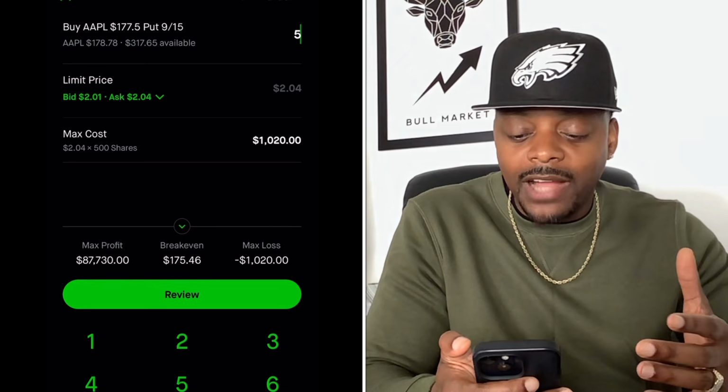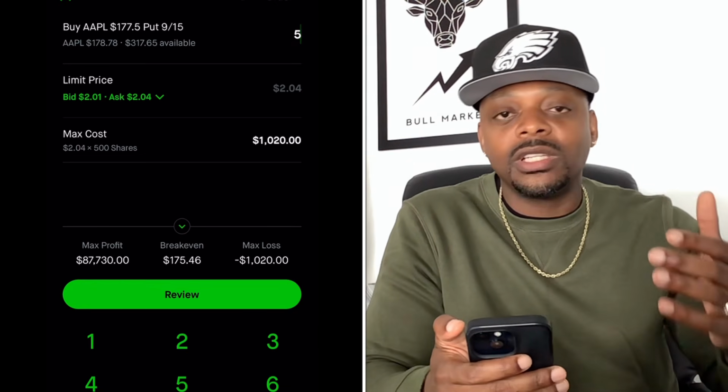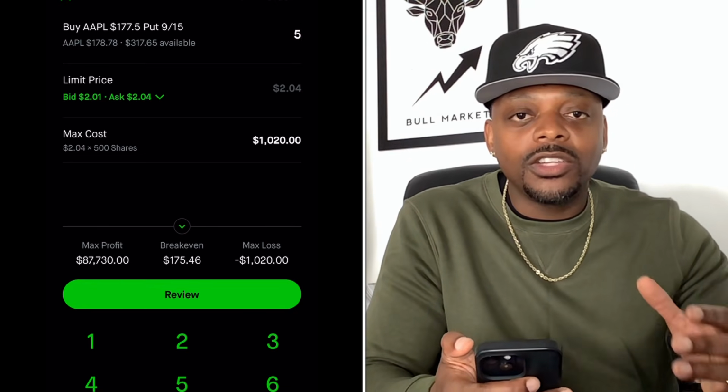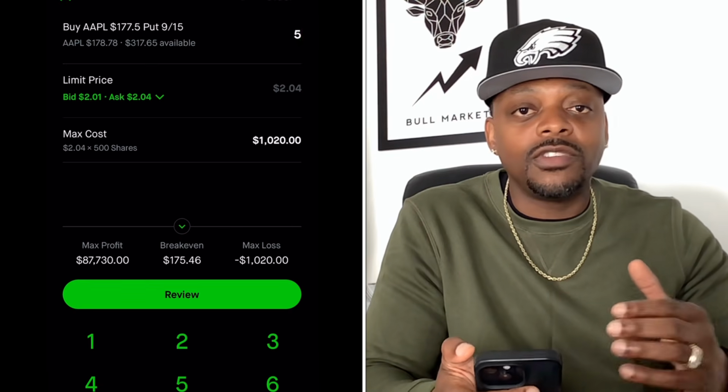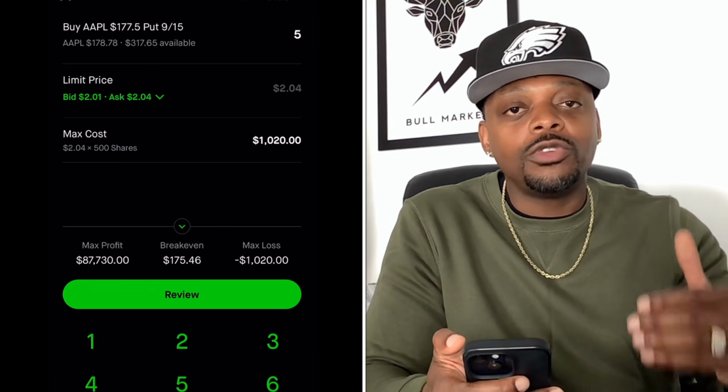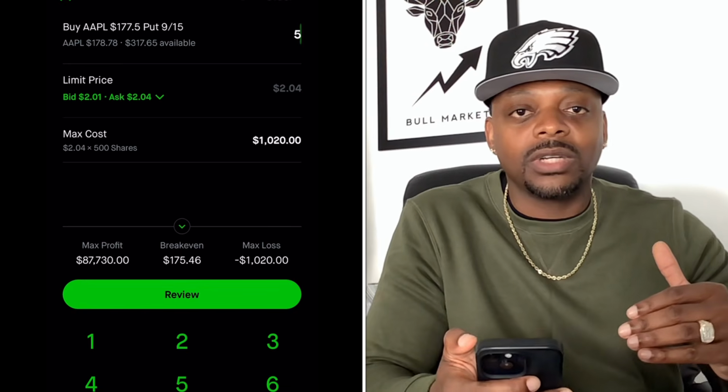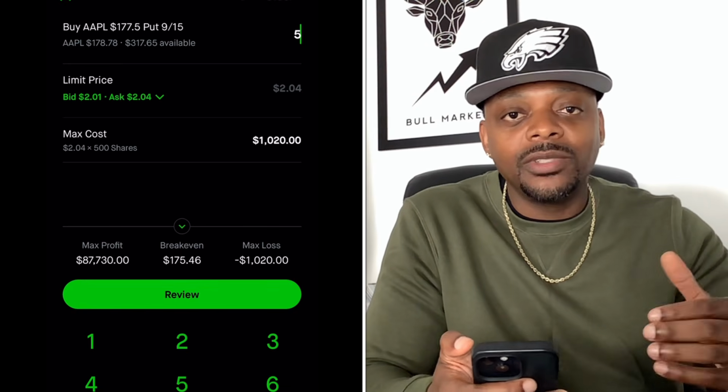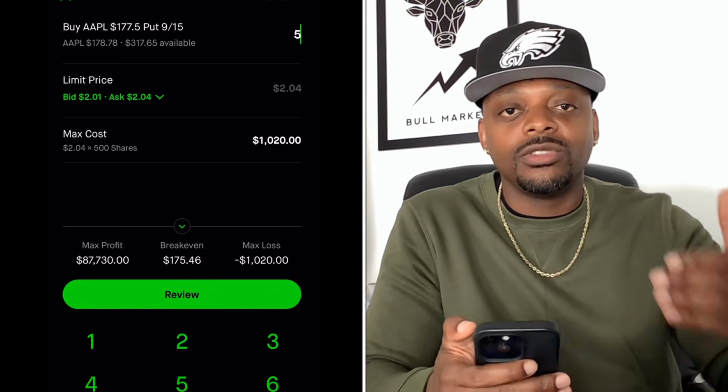Okay, so 5 contracts will put you around $1,000. So listen to this: all you can lose is $1,000. If you know that's your limit, don't do more than 5 contracts. If you have a higher risk tolerance, you might go 1,500 or 2,000.